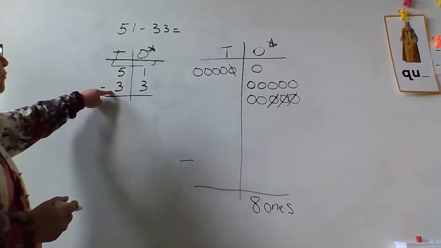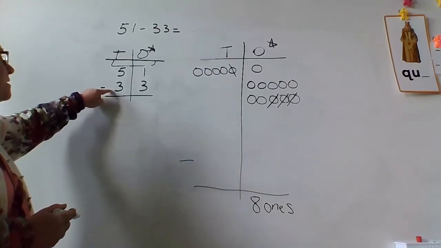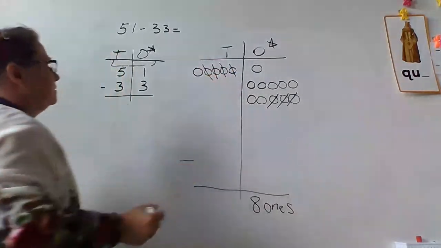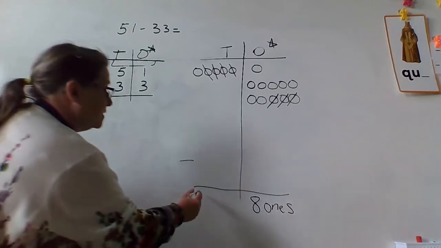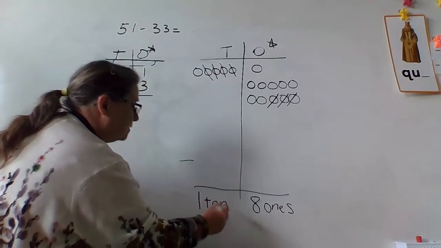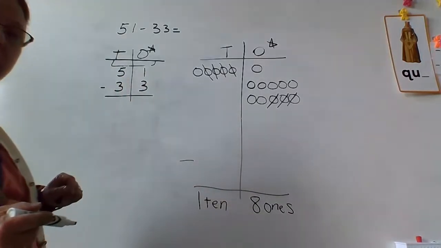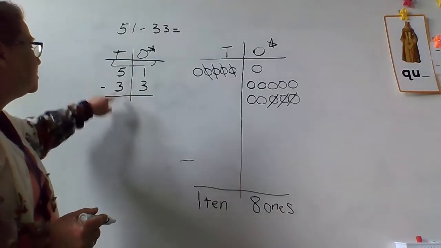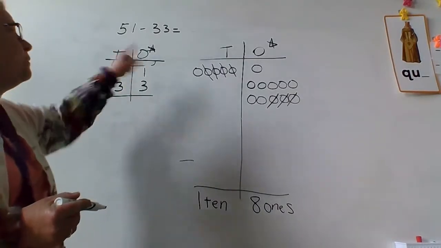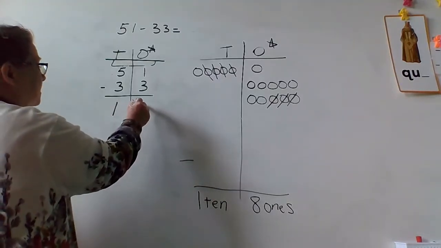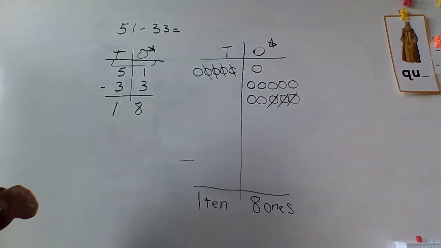Now, I have 3 tens though. I still need to cross off 3 tens. 1, 2, 3. I have 1 ten left. See how I did that one? I had to go back and cross off 3 because it told me to take 3 off. If I would have just said 5 minus 3 is 2, I would have got it wrong. That's why we start in the ones. Okay? So I know that 1 ten and 8 ones makes 18. And that answer is 18. Okay?